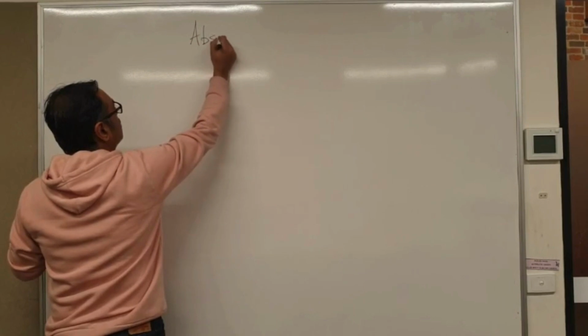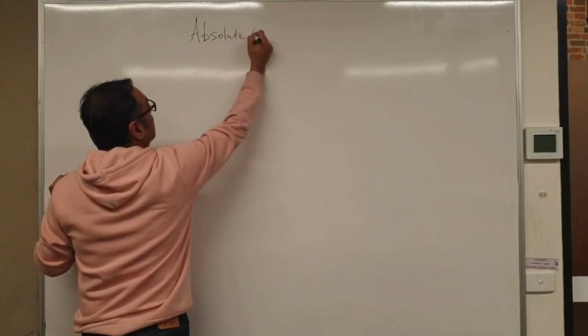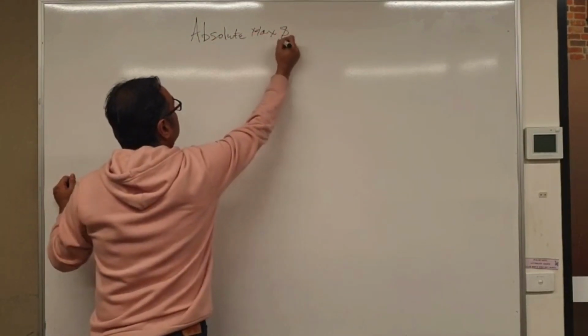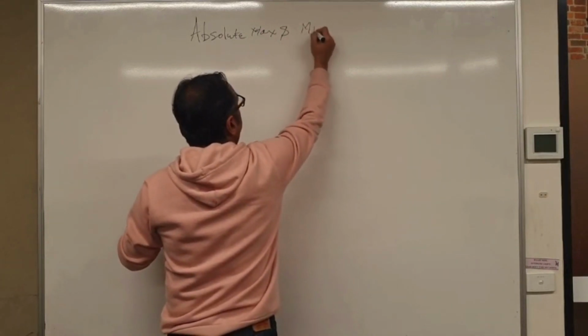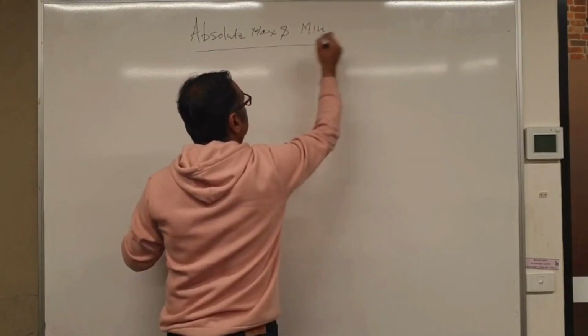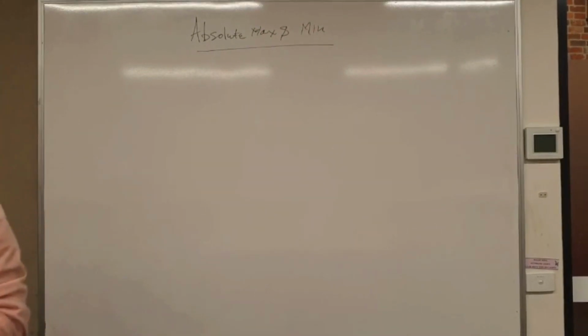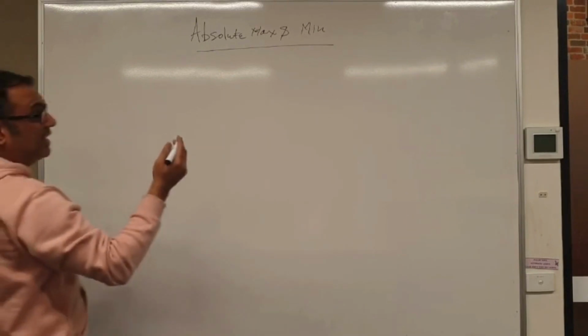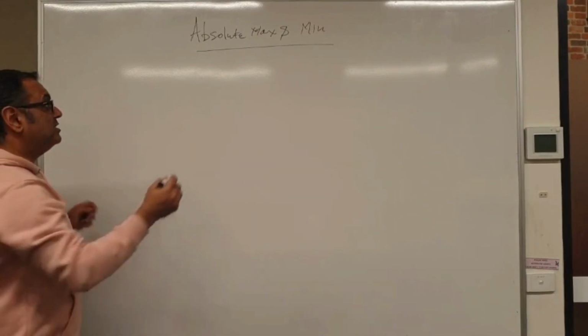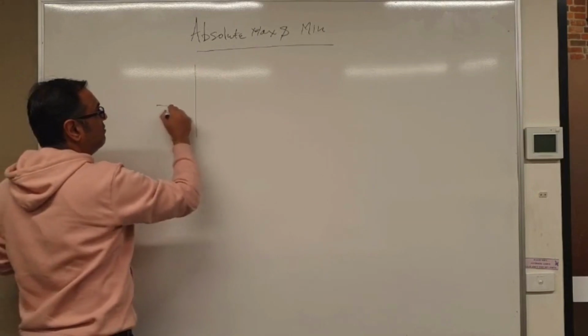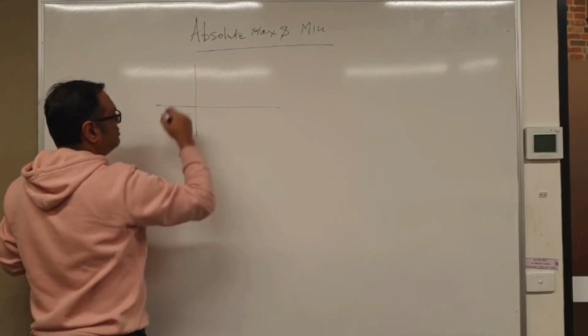We're doing absolute max and min. Now, let's say, and I explained it to you last time as well, if you have a graph like this, let's say I'm just making a graph.